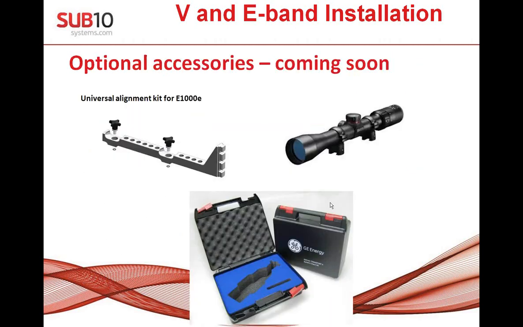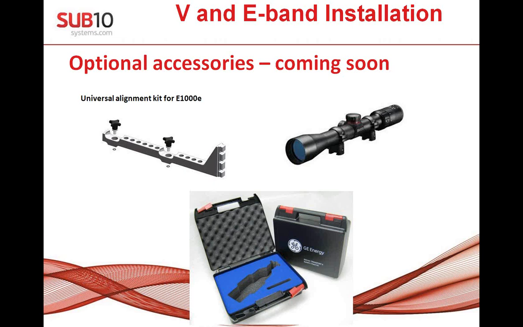What is coming, and is just now under development and final testing, is the Universal Alignment Kit for E1000E. This kit can be put on E1000 with a 30 centimeter, but also with a 60 centimeter antenna. For alignment, to look at the opposite side, we will use a scope which is used by hunters. The advantage is that you have much higher focus, so you can really look.